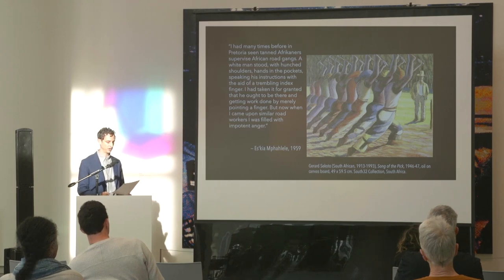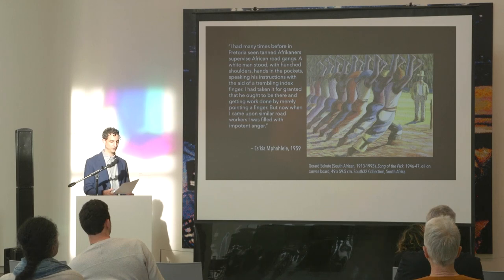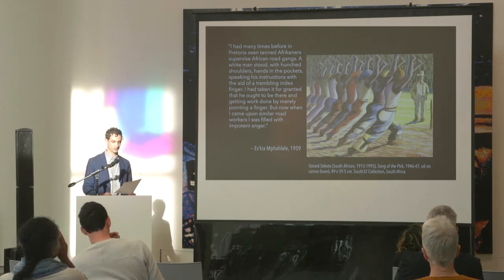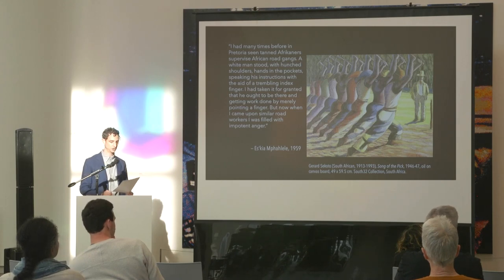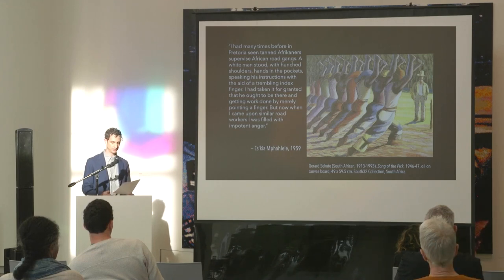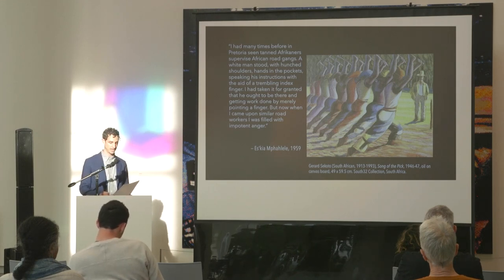Sekoto's painting is remarkable for transforming what Mphahlele describes as impotent anger into a decisive pictorial gesture, the impending arc of the workers' swinging picks set to crush the foreman across the picture plane. The Song of the Pick, which counts among Sekoto's best-known works, points toward some of the essential dynamics in Sekoto's art and in African modernism more broadly.